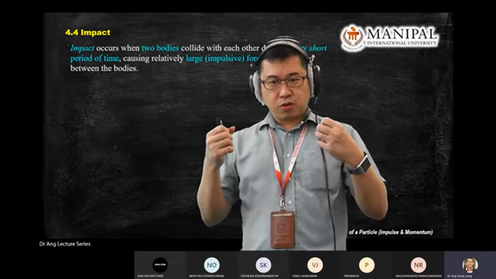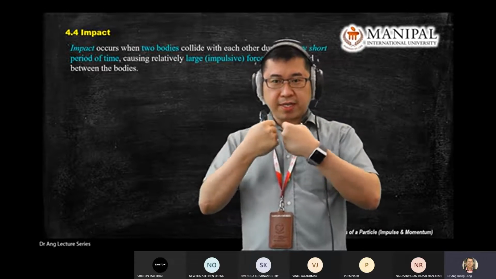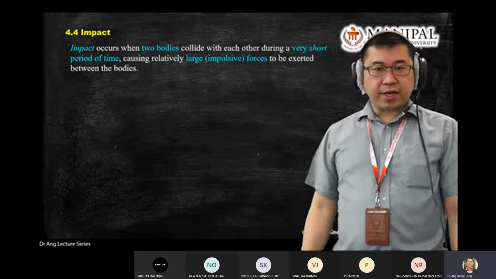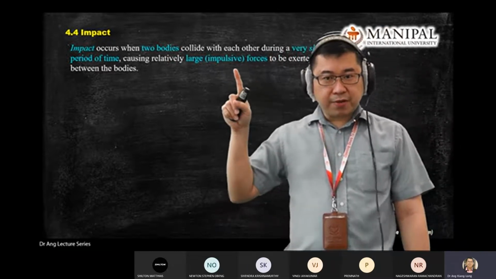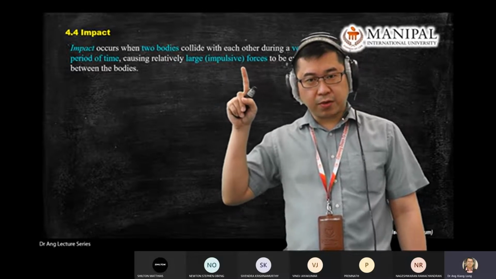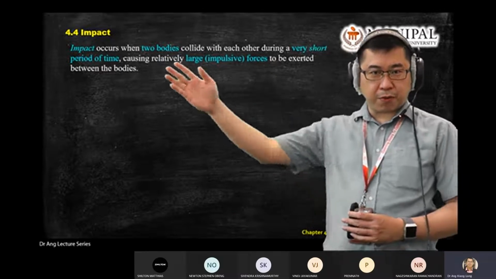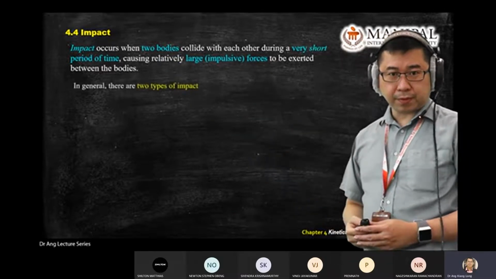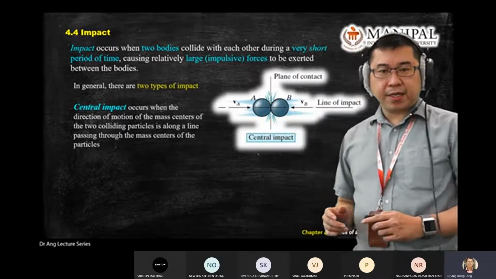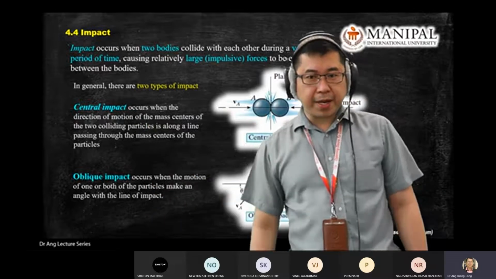Basically, it is two objects meeting together and creating some collision. So this one you can read. One specific technical word that we use is impulse. You will be learning what is impulse in section 4.4. There are two types of impact here. One is central impact, and another one is oblique impact.